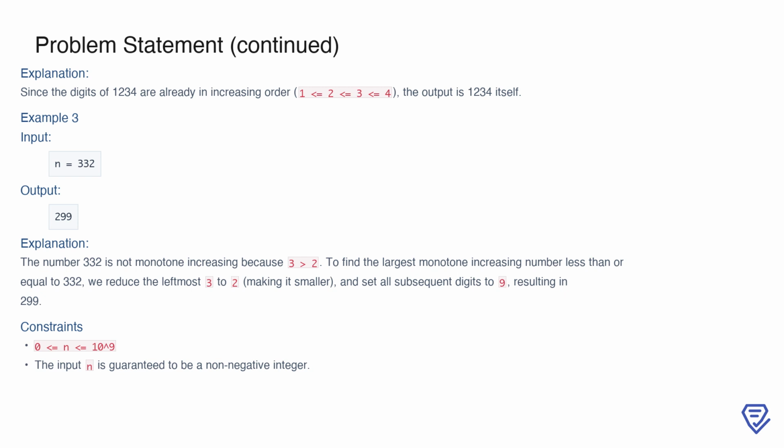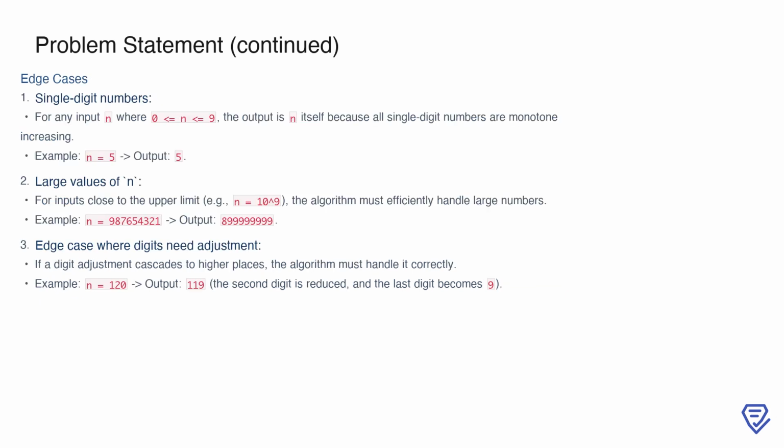The key takeaway here is that when a digit violates the condition, adjustments may need to cascade to the left, and all subsequent digits need to be maximized to 9 to get the largest valid result. Now let's review some edge cases. First, for single-digit numbers, any input n between 0 and 9 is inherently monotone increasing, so the output is simply n itself. For example, if n is 5, the output is also 5.